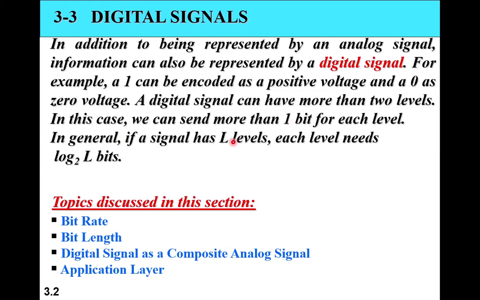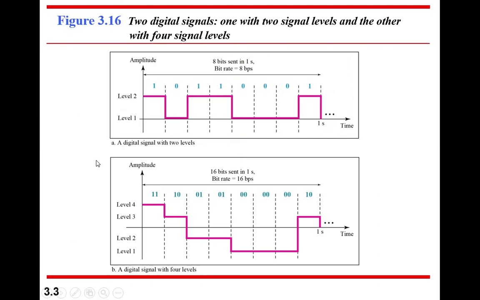In general, if a signal has L levels, then each level needs log base 2 of L bits. So we can see that in addition to analog signals, the information can also be represented by a digital signal. If a signal has L levels, then each level needs log2 L bits. Let me discuss it.